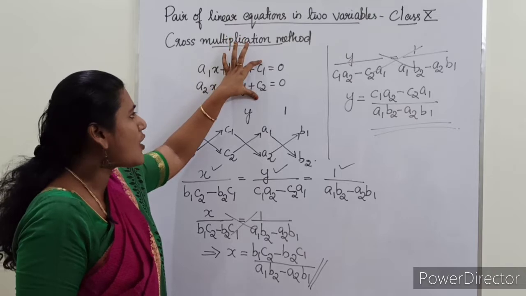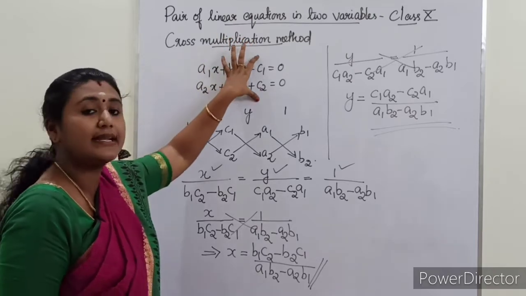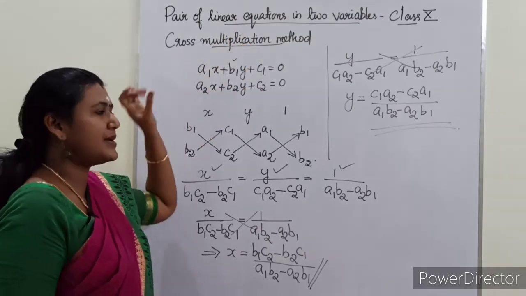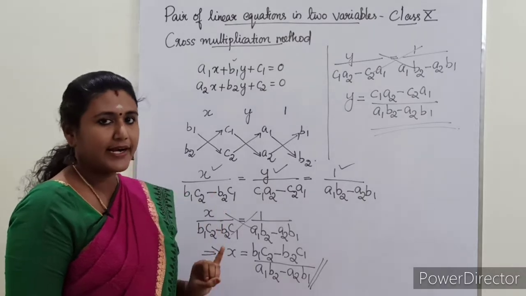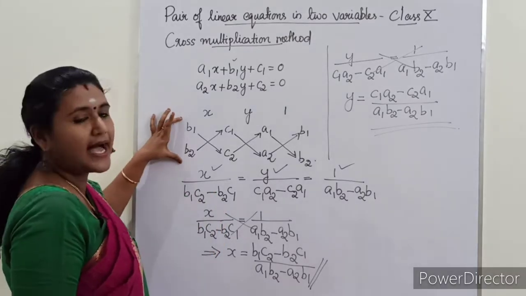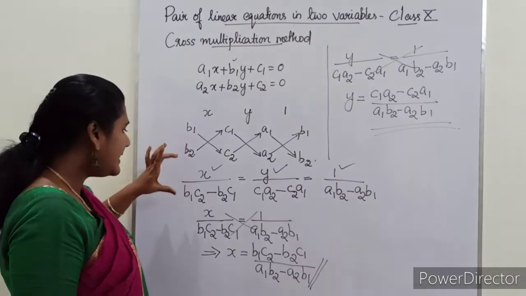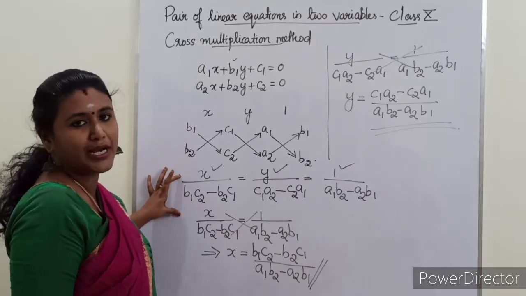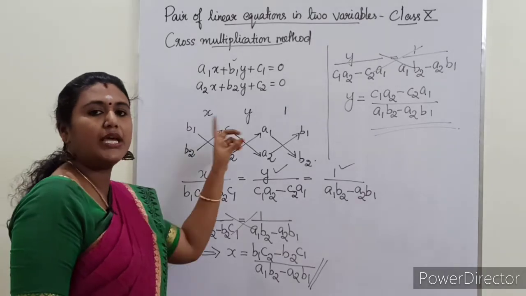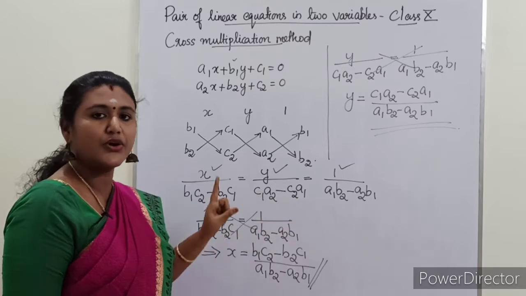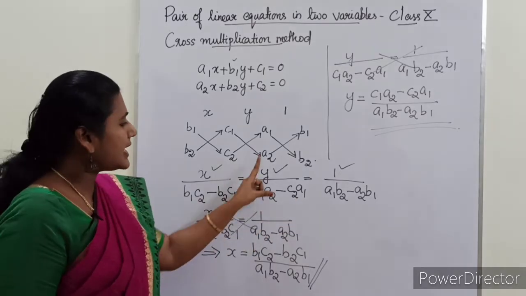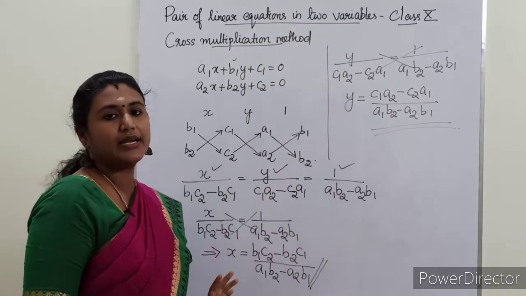Standard form means the constant term and all the terms should be on the left side. So the first step is that the equation should be in the standard form. The next step is to write this diagram. Then from the diagram you have to find the ratios. If you equate the first and the third ratio, you will get the x value. If you equate the second and the third ratio, you will get the y value.